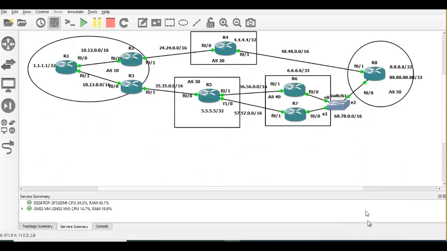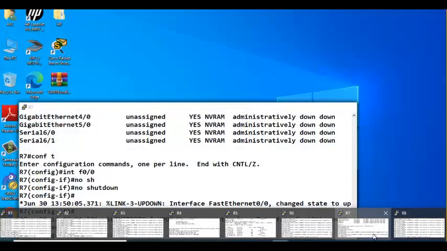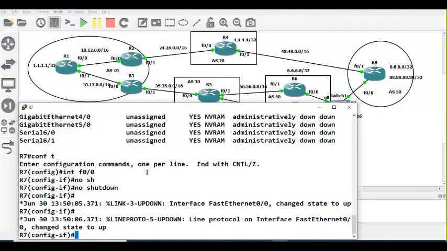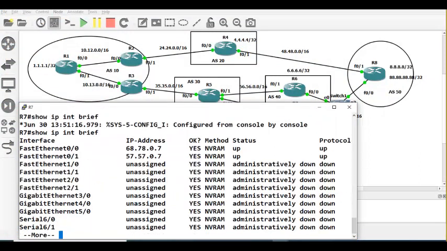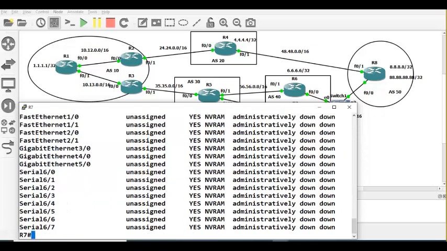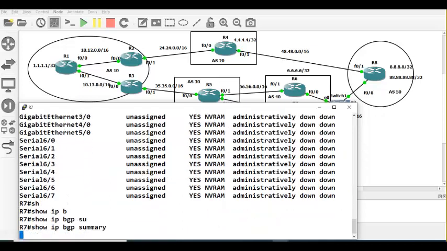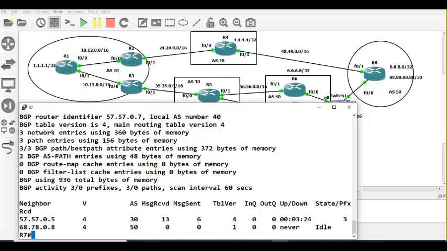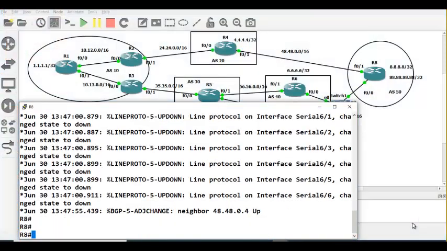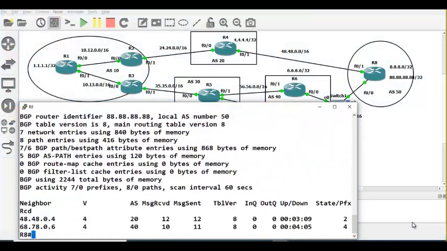Let me check whether the BGP has come up between 7 and 8. The interface has come up, but BGP is still not up. Show IP BGP summary. The BGP is still not up. 8.6.7.0.8 is still idle. Maybe we didn't save our configuration. Show IP BGP summary. I did, but so sorry.